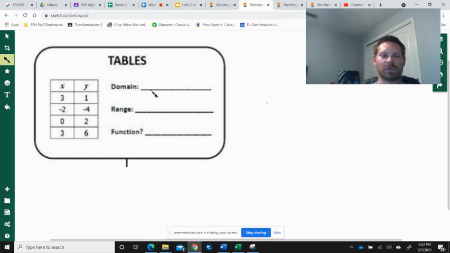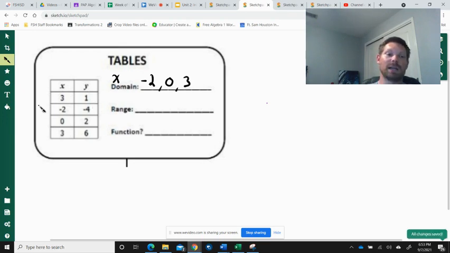Okay, next example, tables. Tables are pretty easy too. They tell you, here's your x's, here's your y's. For the domain, same thing. We're going to list them out, but we're going to list them in ascending order, so least to greatest. -2, 0, 3. All right, and that's my 3 x values. Now the table shows 1, 2, 3, 4, but 3 repeats, so I'm only going to write it one time.